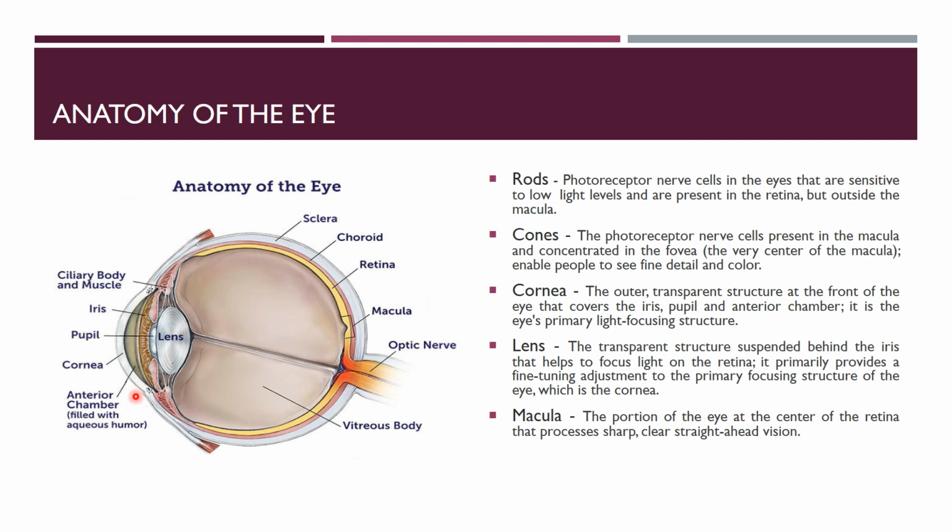In the front of the eye is the cornea, which is the transparent structure that covers the iris and the pupil, and it is the first primary focusing structure of the eye. Behind the cornea there is the lens, which is another transparent structure. It helps to focus the light and form the image on the retina. Macula is the central portion of the retina which is responsible for the formation of sharp and clear straight-ahead vision.